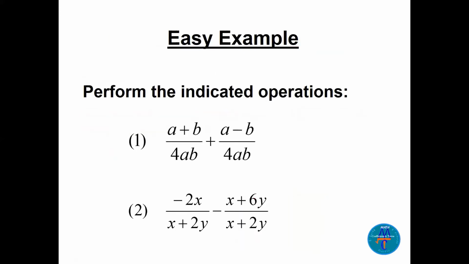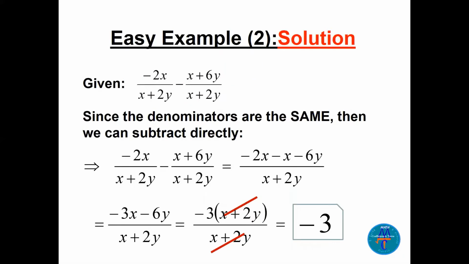So simple. Minus 2x over x plus 2y, minus, subtraction here, x plus 6y over x plus 2y. And I want you to compare these simple questions with the difficult ones after a few minutes. Let's see the second one, subtraction. So we said the denominators are the same, so we can subtract. Listen here, how do you subtract? Minus, x with the minus. The plus 6 becomes minus 6. If you have a minus 6, then it becomes plus 6. Because of this minus, you change all the signs after that, in the numerator only.